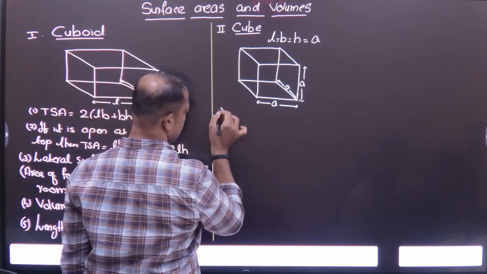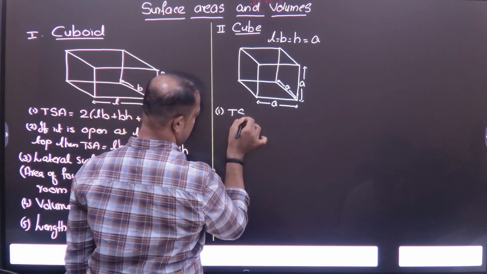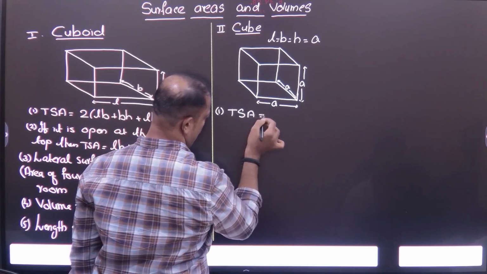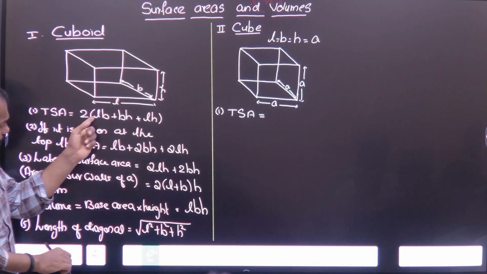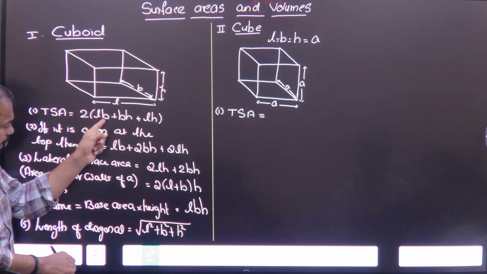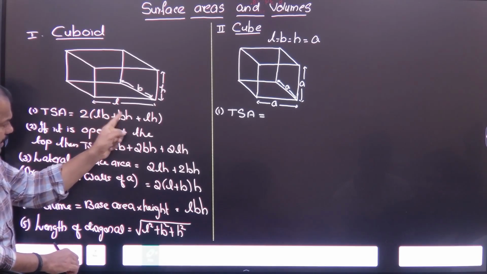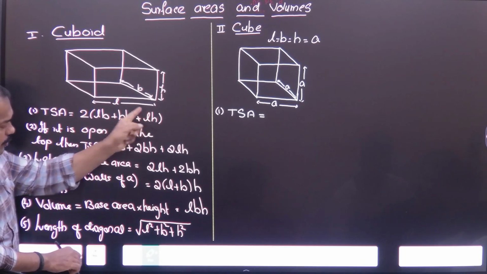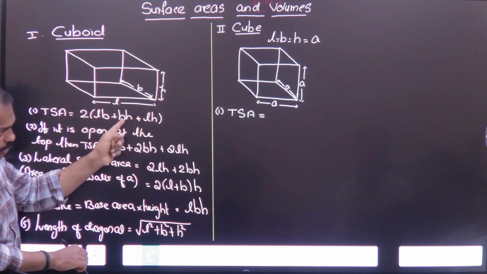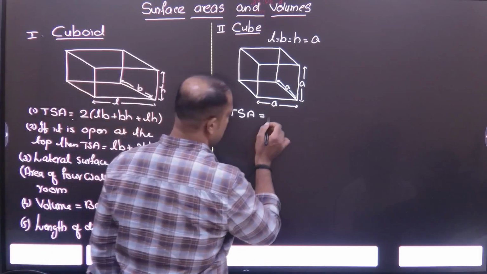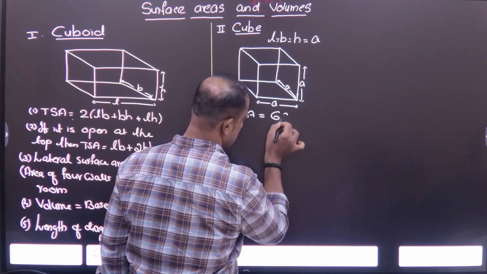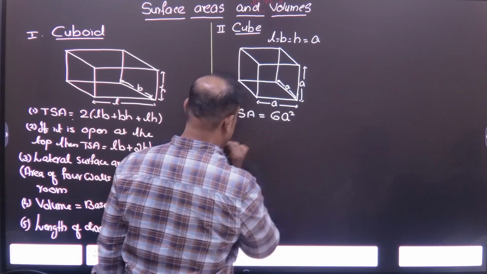So first, TSA. What is the total surface area of the cube? Listen, what is the value of L? A. What is the value of B? A. A into A square plus A square plus A square into 2. Total surface area, 6A square.